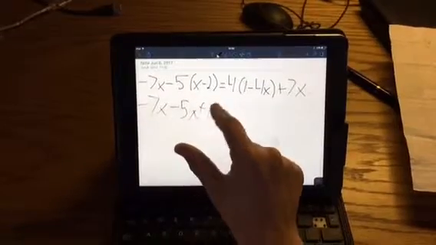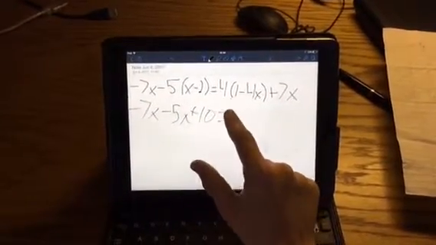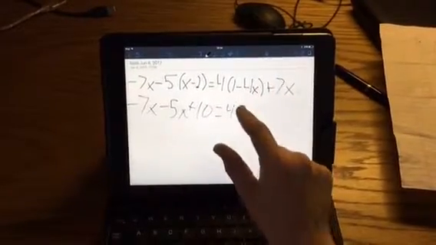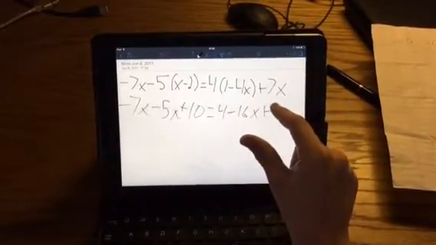And then over here, you have another one, so you have 4 times 1, which is 4, and 4 times negative 4x, which is negative 16x, plus 7x, because you didn't do anything to that.